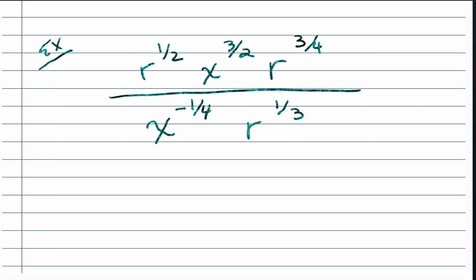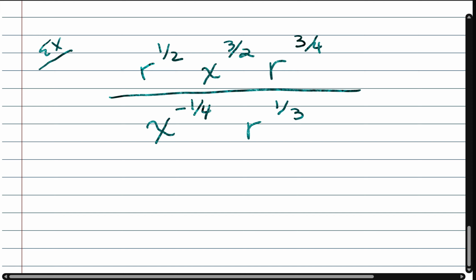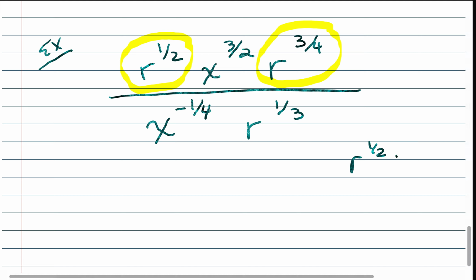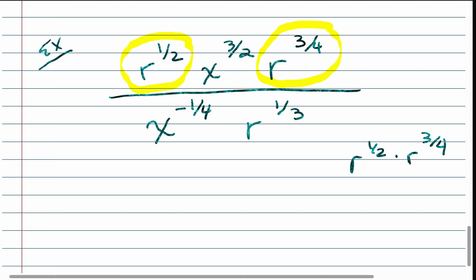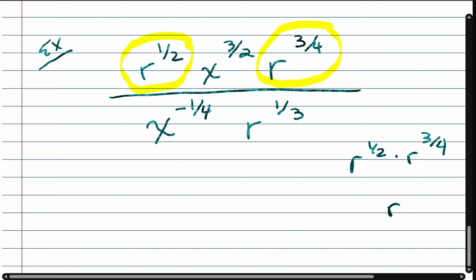So from what it looks like here, and you can do this in different order, but I'm going to choose to look at the multiplication first, the r to the 1/2 times the r to the 3/4. So r to the 1/2 power times r to the 3/4 power. So you remember the rule, right? For properties of exponents, when you multiply with the same base, you do what? You add the exponents. So here we're adding 1/2 plus 3/4.